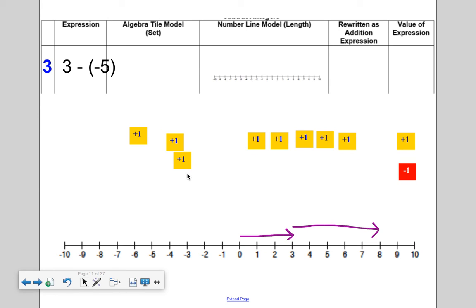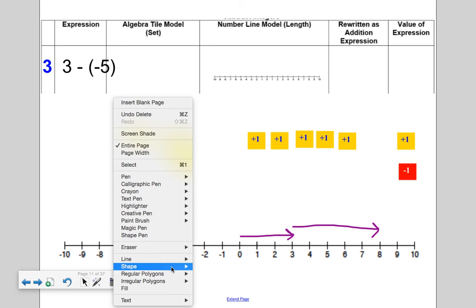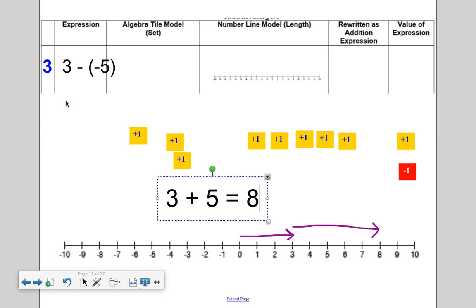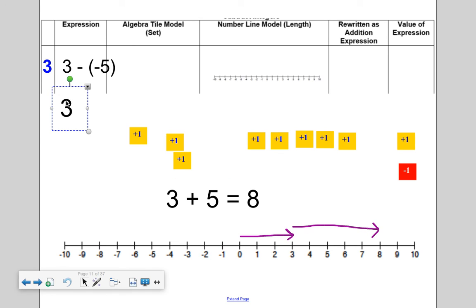Delete. So as you can tell, I added to it. So I start off with 3. I added 5 units. So 3 plus 5 equals 8. And using add the opposite, does it work? I keep 3, add. What's the opposite of negative 5? 5. 3 plus 5 equals 8. That's how you subtract integers.